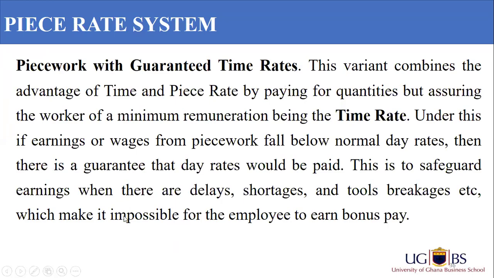So piece rate with guaranteed time rate. This variant combines the advantage of time rate and piece rate. I've already explained that when there is a guaranteed time rate of, let me use the basic salary, let's say 80, and then you work 100, then you'll be paid 100, right? But if you work less than the 80, then you'll be paid the 80. That's what it means here.